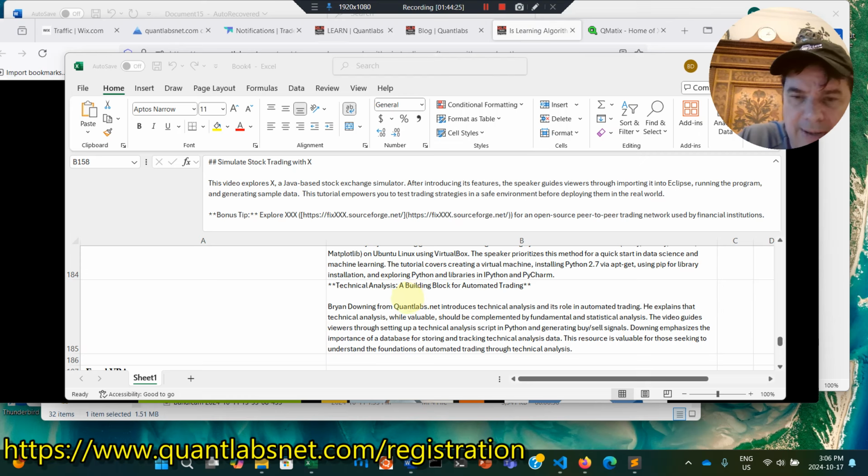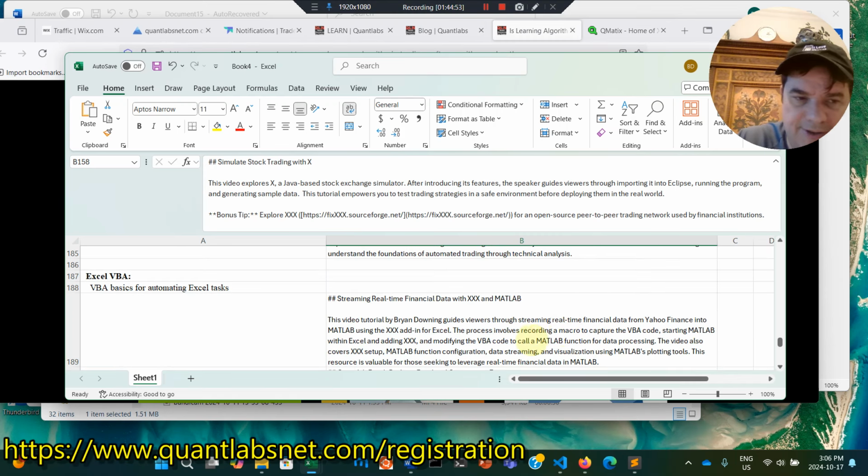the technical analysis building blocks, which leads into automated trading. It explains technical analysis is valuable, complemented by fundamental and statistical analysis, which we already talked about. Setting up technical analysis scripts with Python and buy and sell signals. Importance of a database for storing and tracking technical analysis data. Resources valuable for those seeking to understand the foundations of automated trading through technical analysis.